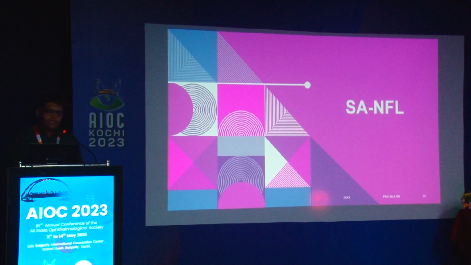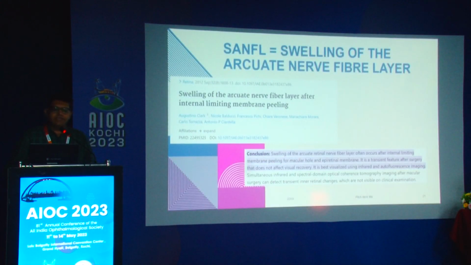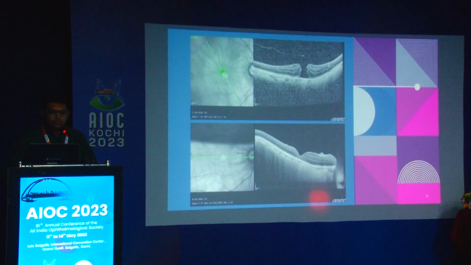Let's look at the next entity, which is the SAN-FL. The SAN-FL is basically a swelling of the arcuate nerve fiber layers, and what it tells you is that it is occurring after the internal limiting membrane peeling in an acute immediate postoperative state.